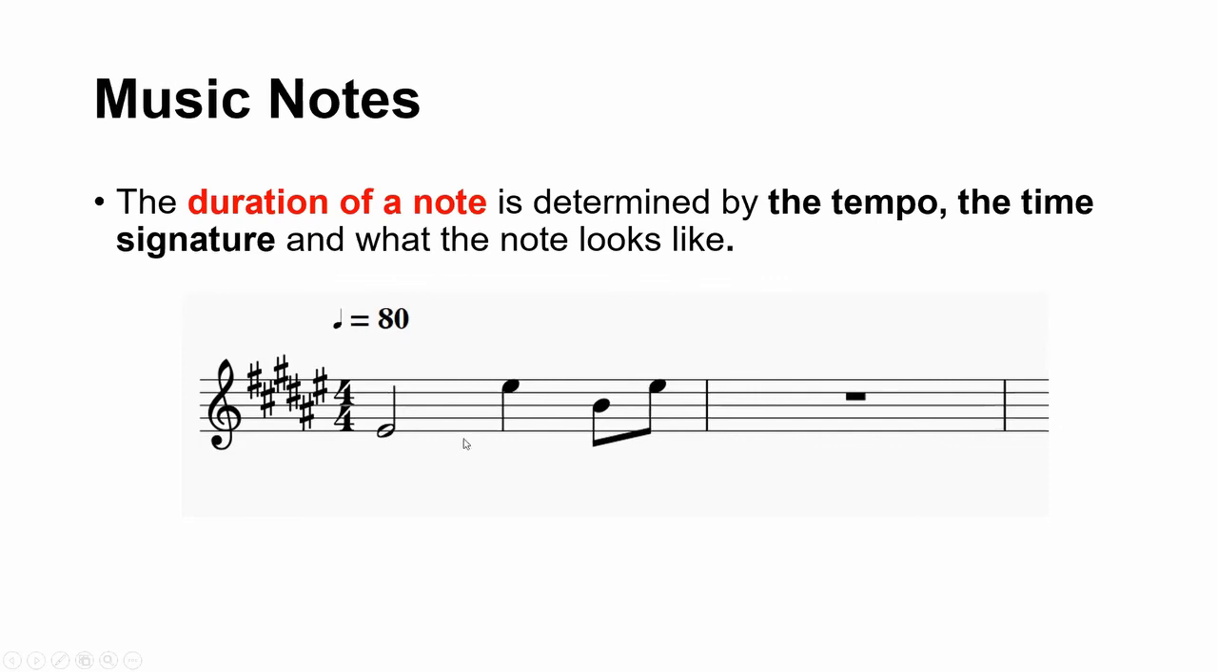So now the minim takes 2 beats in this case. The crotchet takes 1 beat, and then the quaver takes half a beat. We'll come to how I determine that, but just know that the shape of the note will tell you how many beats you're supposed to play on this piece of music.